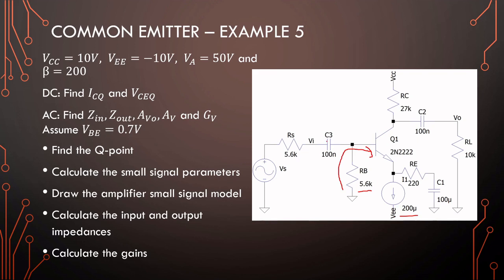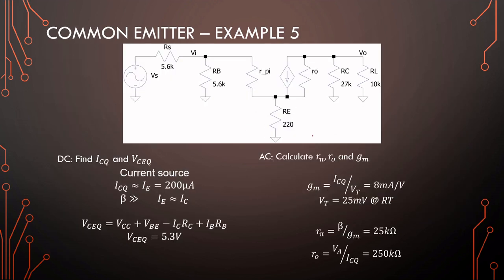So for AC analysis, this will be a short, this will be a short, this will become a ground, this will become a ground, but also this current source will become an open circuit. So our path is through the emitter resistor and through this capacitor, which becomes a short. So in the small signal model, we will have RE like we had it in example 3, just with no parallel. We have a single resistor on the base, sorry.